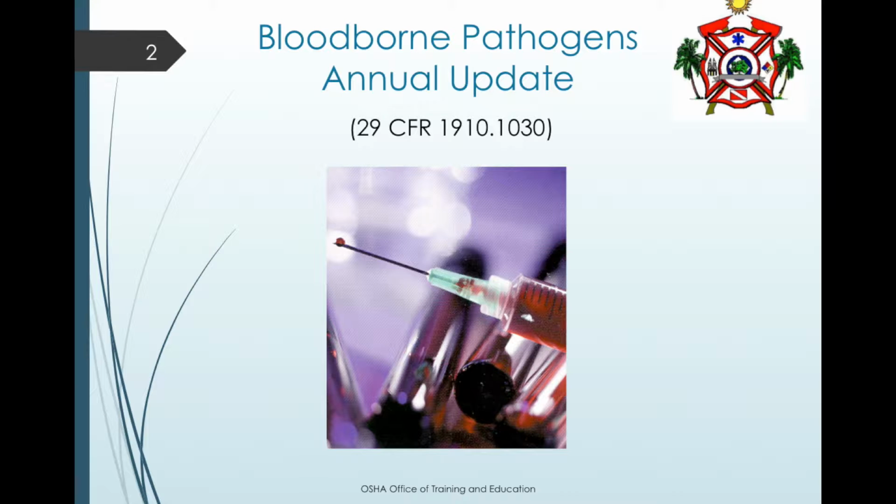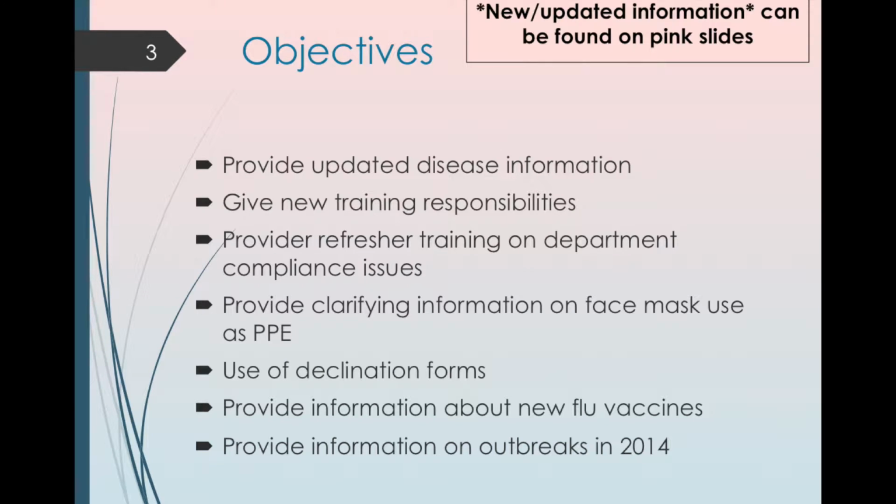This is the OSHA 1910.1030 standard that we will be reviewing. We've got some objectives here, some information we're going to go over. Like we did last year, if you see slides with pink at the top, that means it's new or updated information. A lot of the slides will be blue, meaning that it's information for us to review again that we need to every year. So, objectives: we're going to look at disease information.